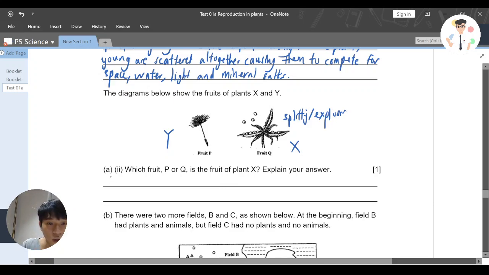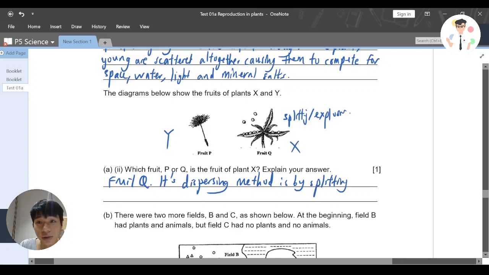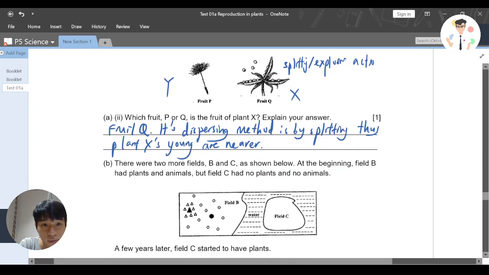So we know it's actually fruit Q. Fruit Q, its dispersing method is by splitting, or you want to use the word explosive action that works well too. Thus, plant X young basically means young plants are nearer. Okay, so let's continue and move on.